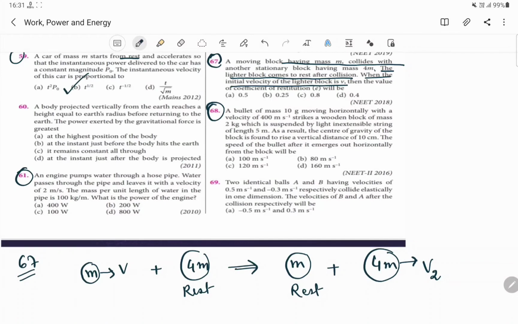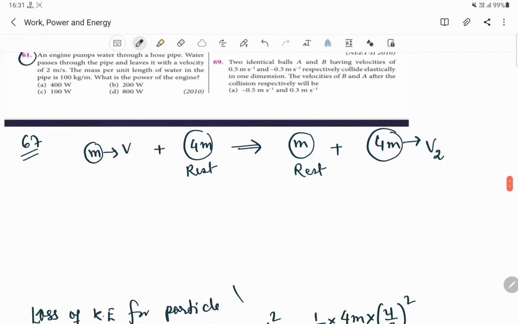Here in this question number 67, a particular type of collision is not mentioned, so we cannot assume it to be elastic or inelastic collision. It is not specified, so the only formula that holds true for elastic or inelastic collision will be conservation of linear momentum. Therefore we will be using conservation of linear momentum.